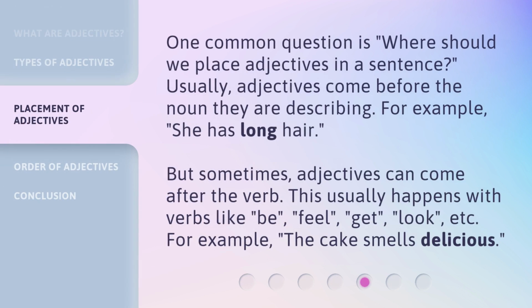One common question is, where should we place adjectives in a sentence? Usually, adjectives come before the noun they are describing. For example, she has long hair. But sometimes, adjectives can come after the verb. This usually happens with verbs like be, feel, get, look, etc. For example, the cake smells delicious.